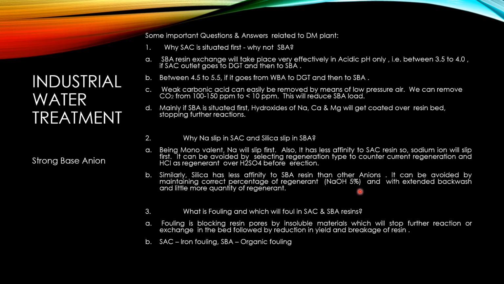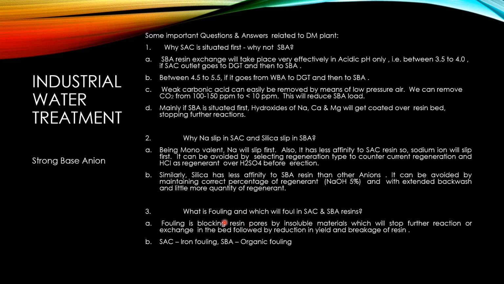It can be avoided by maintaining the correct usage percentage of regenerant, NaOH 5%, which is used for SBA regeneration, and with an extended backwash after every 3 or 4 regenerations. After 4 regenerations, we have to give an extended backwash and use a little higher quantity of regenerant, so that we can have effective regeneration for the SBA. This will avoid sodium and silica slip from SBA.